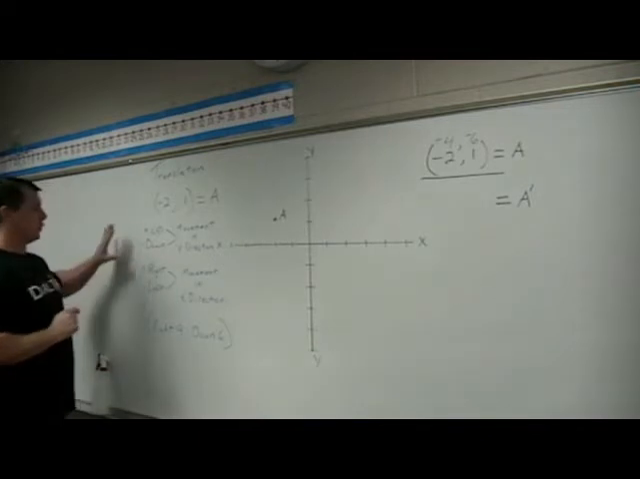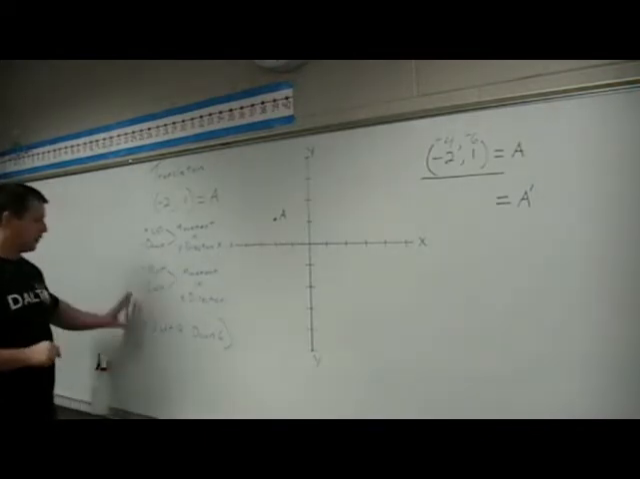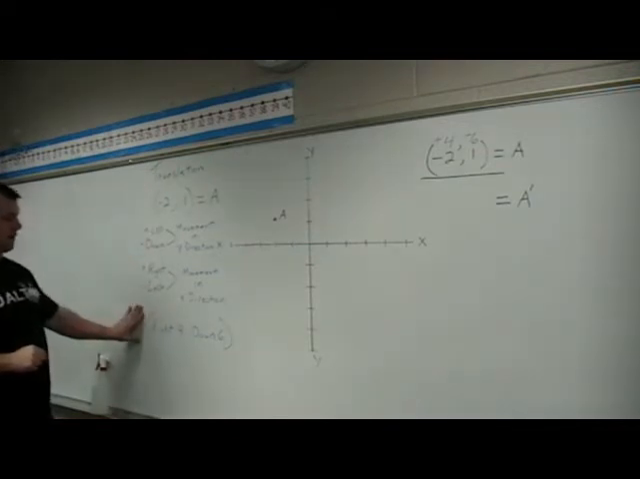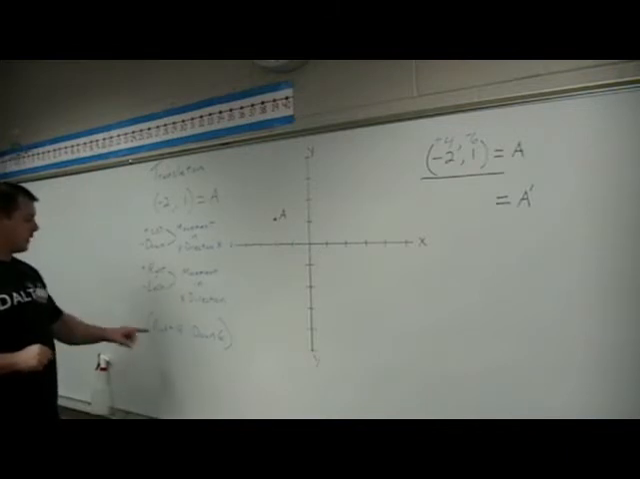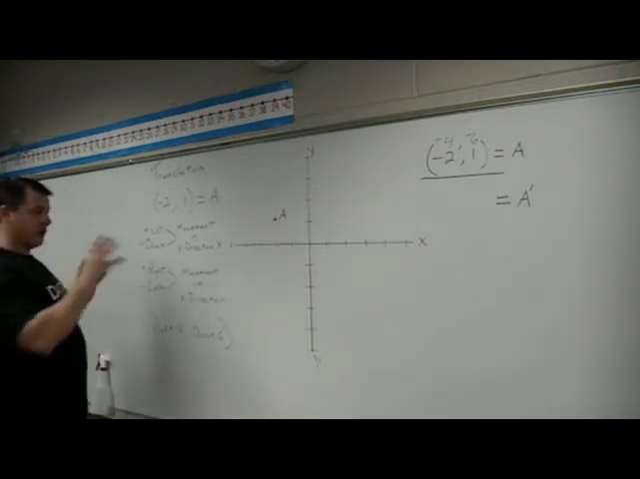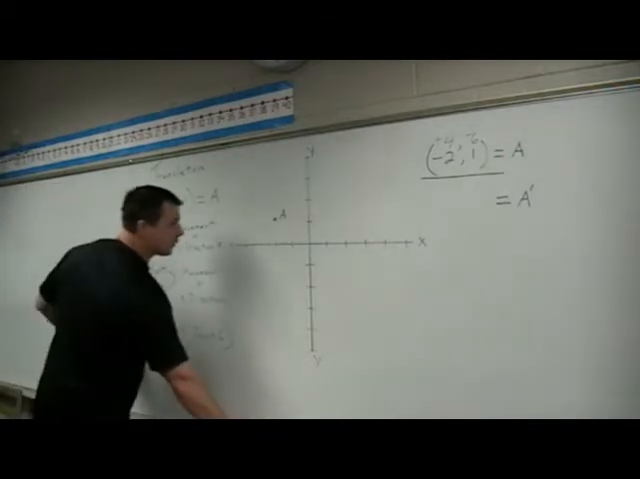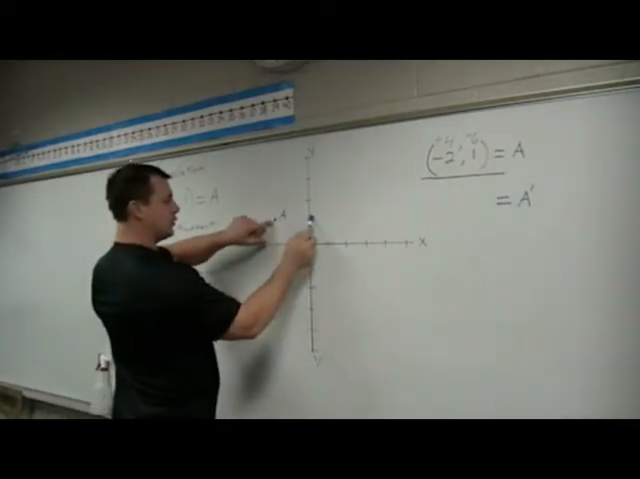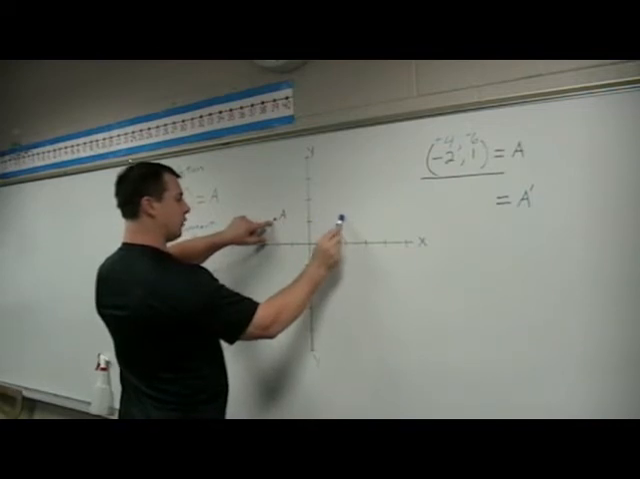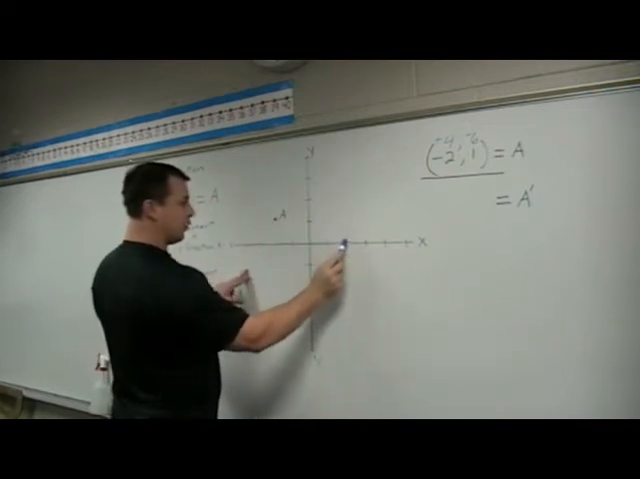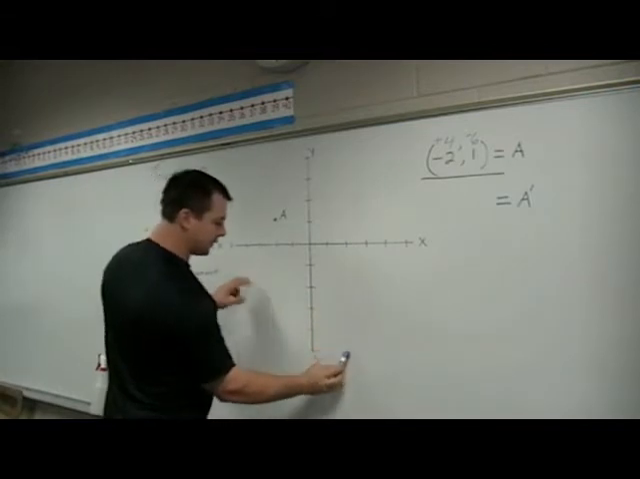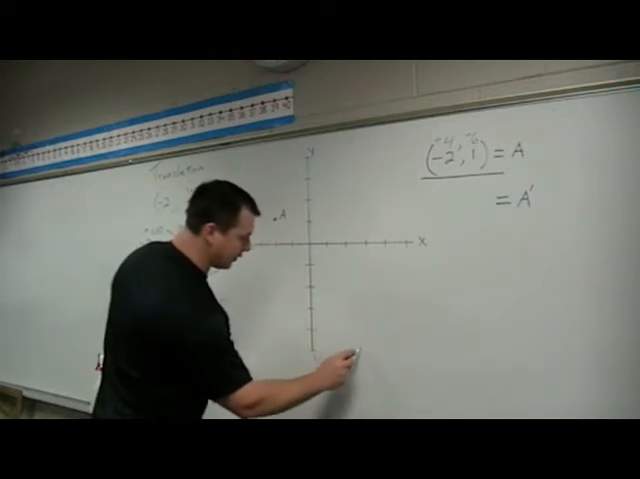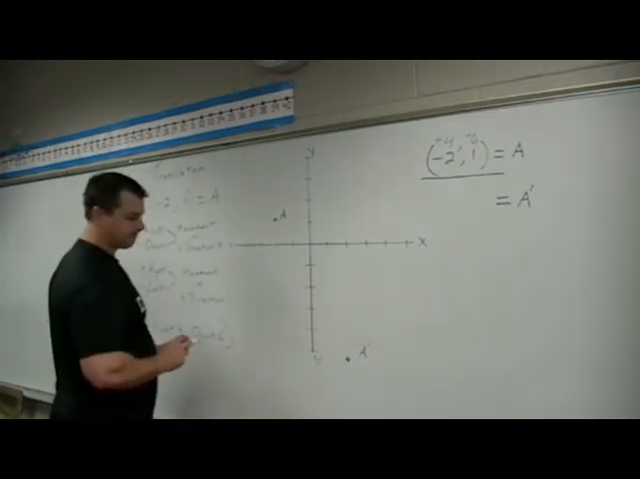Alright? So what we're going to do is I'm going to show you 2 ways to translate point -2, 1, translate it 4 to the right and 6 down. Alright? So I'm going to do it physically first. I'm going to show you how to move it physically. So 4 to the right, so here's my point. 1, 2, 3, 4 to the right, and 6 down. 1, 2, 3, 4, 5, 6. All right, and there is A prime.